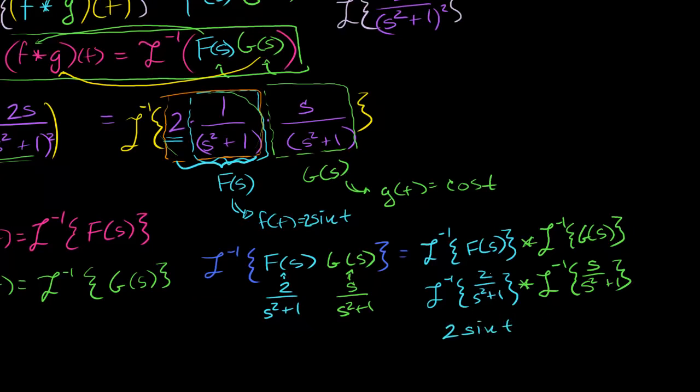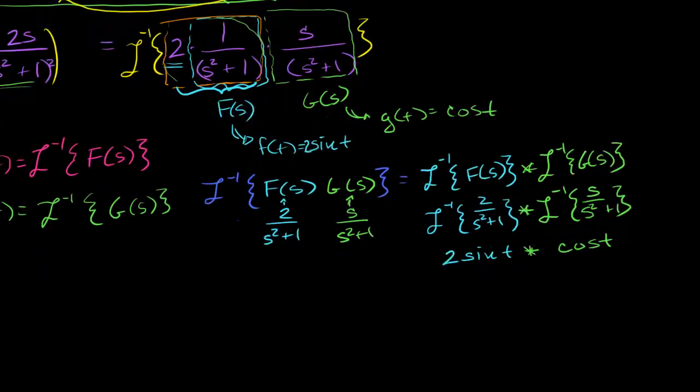And you're going to have to convolute that with the inverse Laplace transform of this thing here. And we already went over this. This is cosine of t. Cosine of t. So our result so far, let me be very clear.